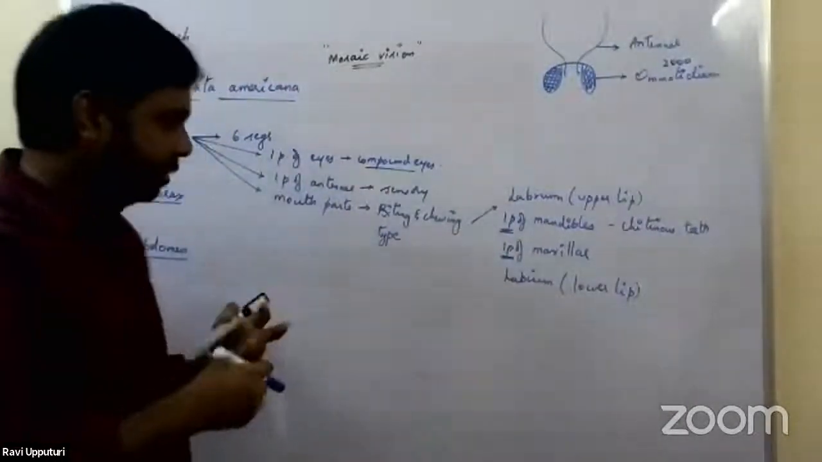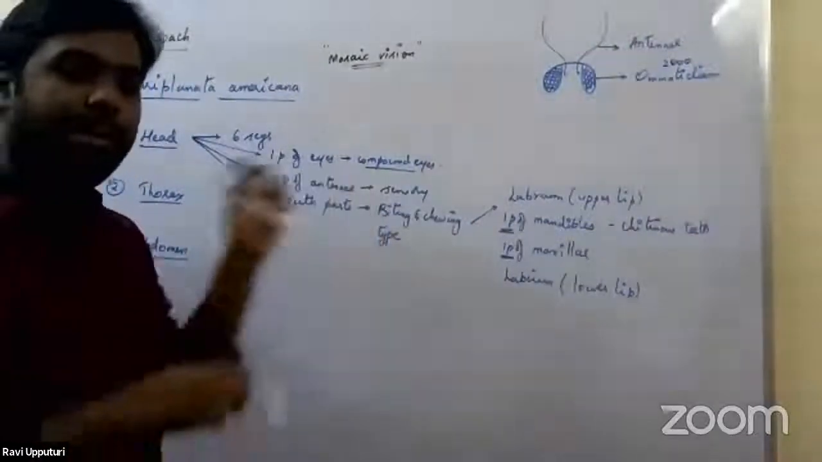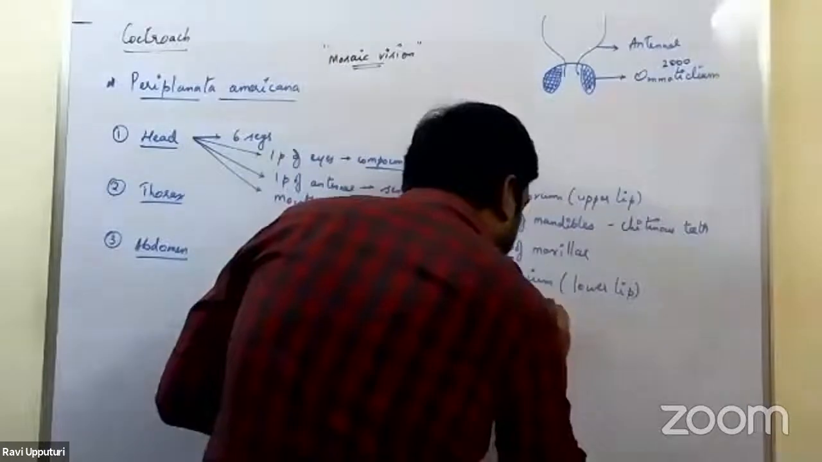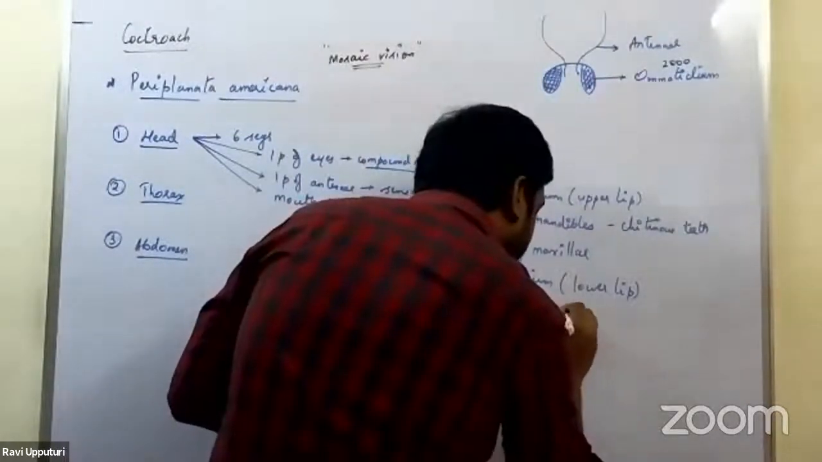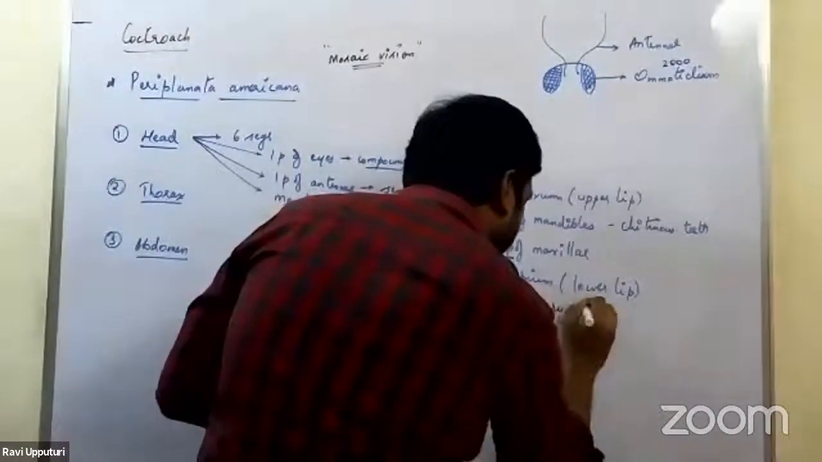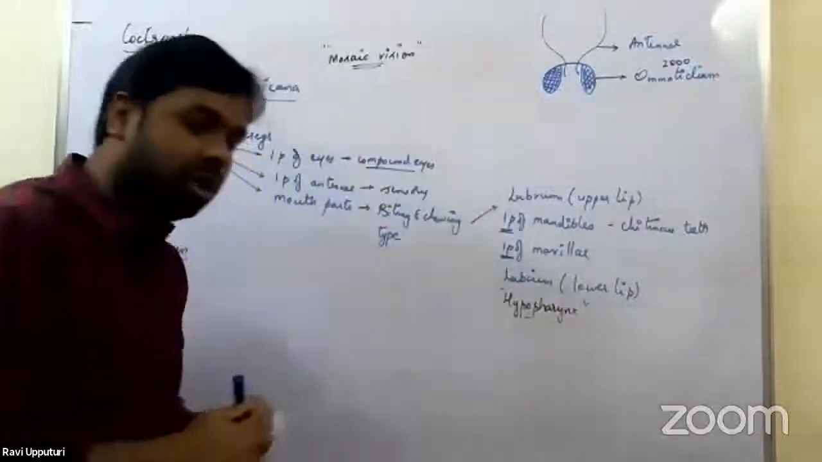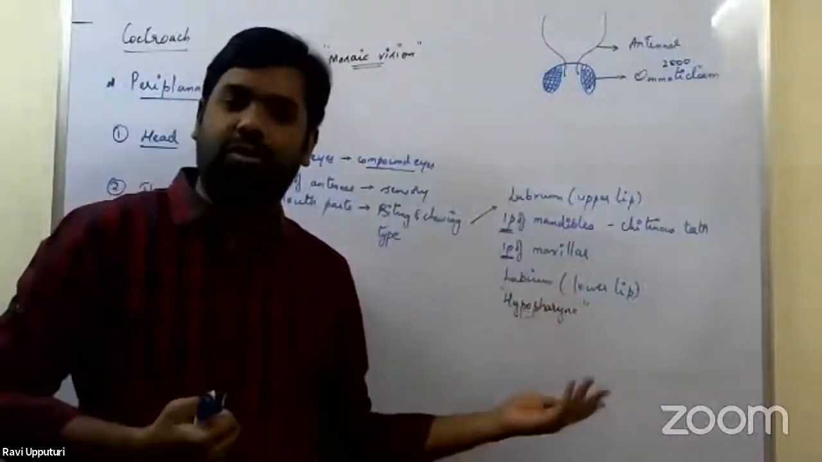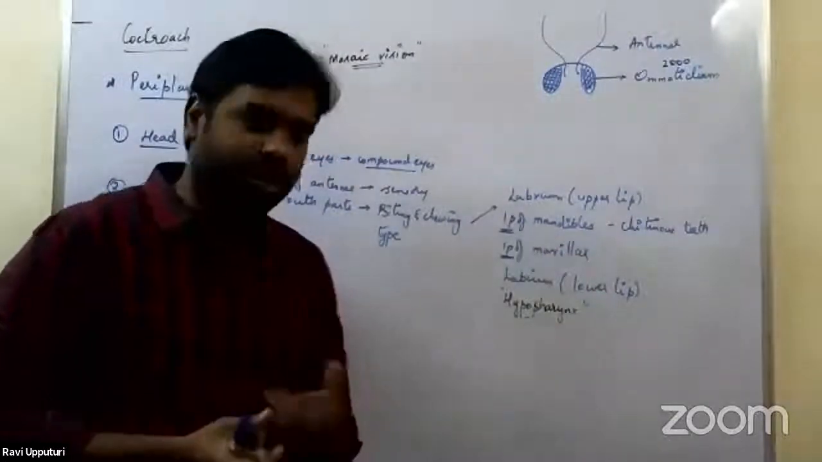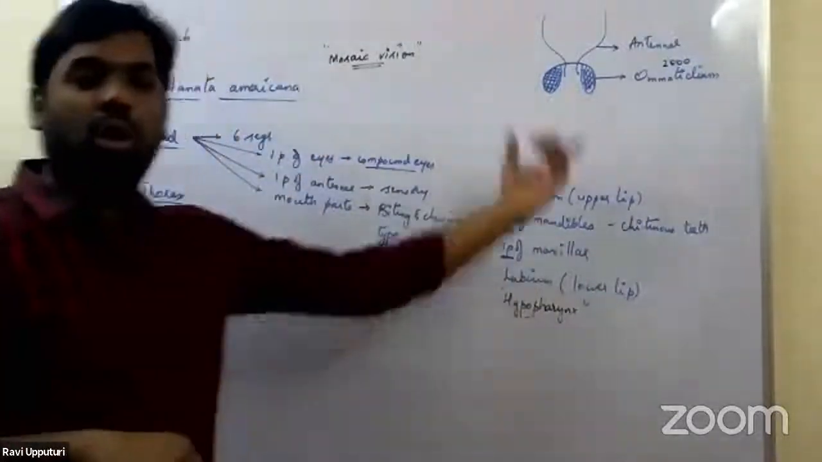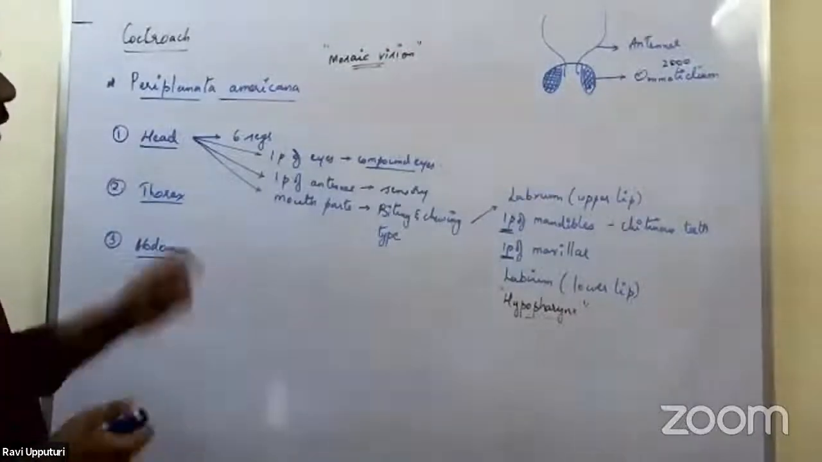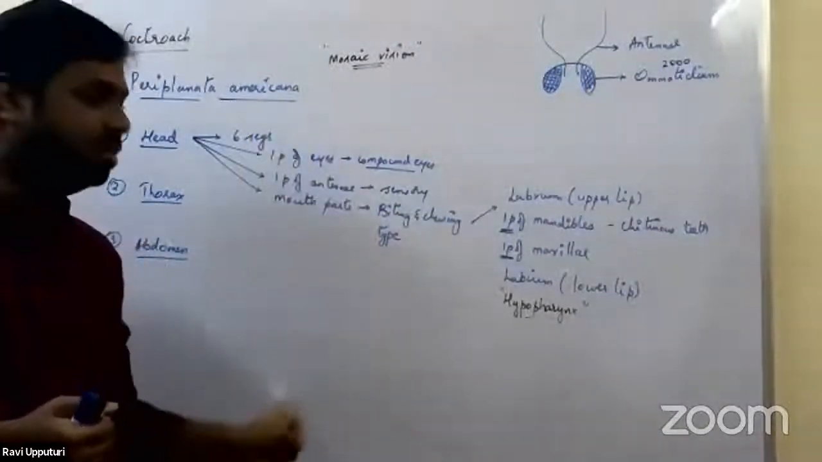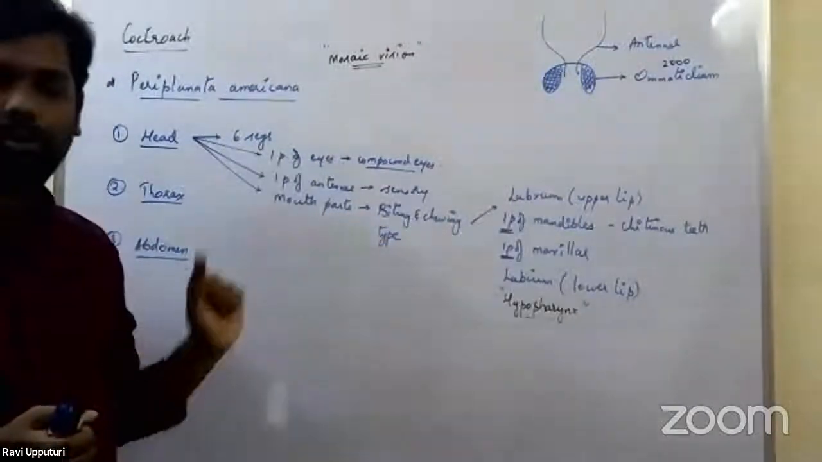Next, along with these structures, the mouth parts also consist of another structure called the hypopharynx. It is a muscular structure very similar to the tongue in humans. All of these structures together constitute the mouth parts of this organism, and these are biting and chewing type mouth parts.